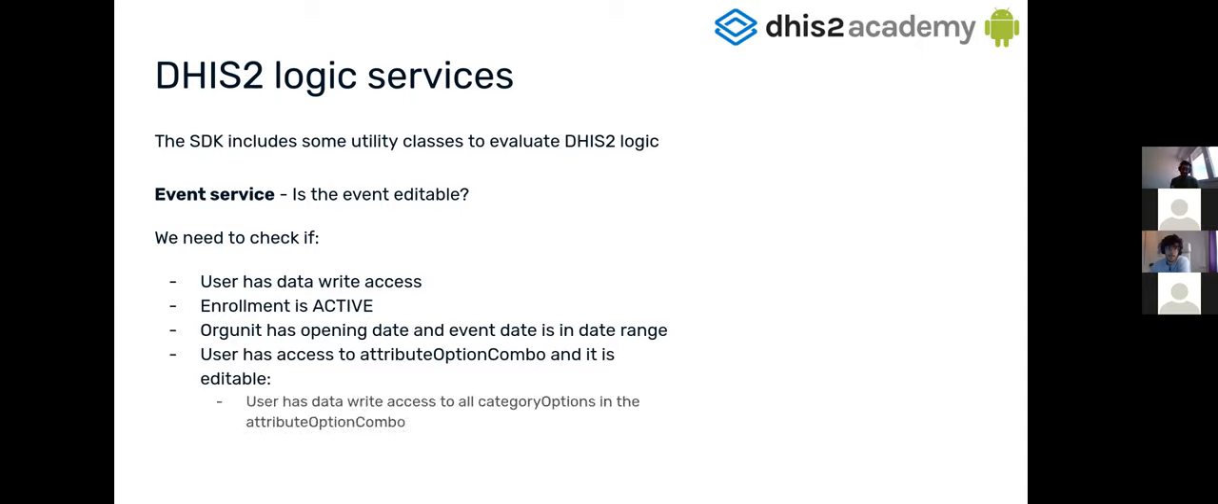And these option combos are composed of category options. And we need to check that the user has data correct access for all the category options that are involved in this attribute option combo. And not only that, in case they have a start and end date, we have to verify that the event date is within the range for all of them. So as you see, there is a lot of things involved in checking if an event is editable or not.